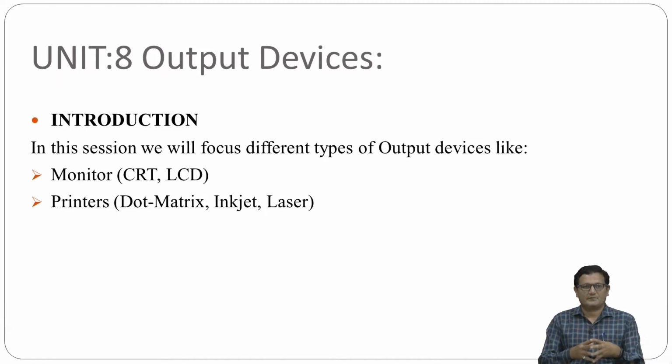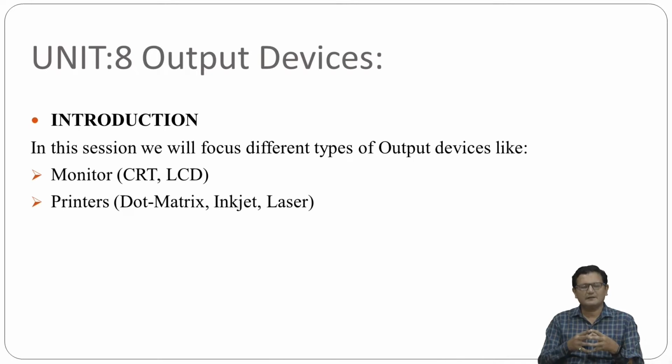By using all this different hardware, we can provide data from the user to the computer system. Once the data is captured, the computer system will process that data and produce some information, right? So how can we give this information to the user? If we want to provide this information to the user, we need to use different types of output devices.